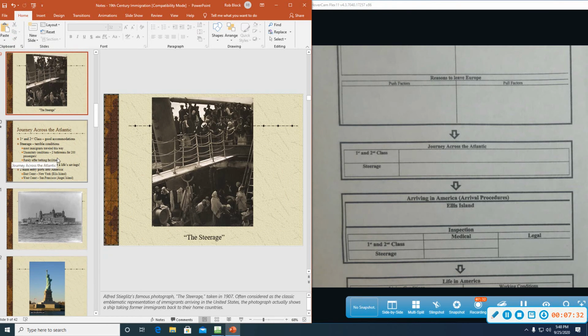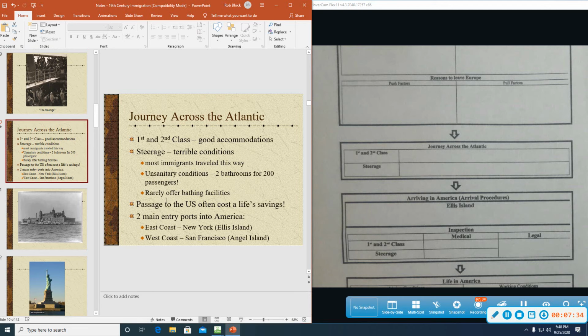Okay, passage to the U.S. often cost their life savings, so people were showing up with nothing. Okay, so they were going to be in a tough situation when they arrived.